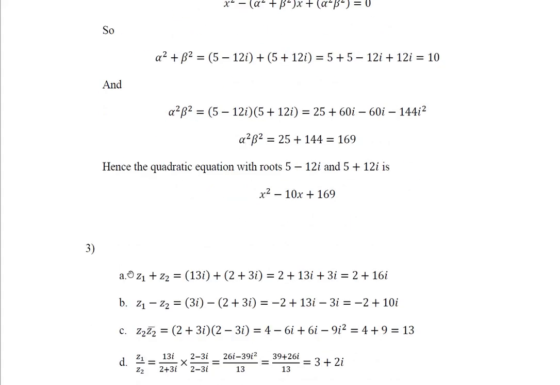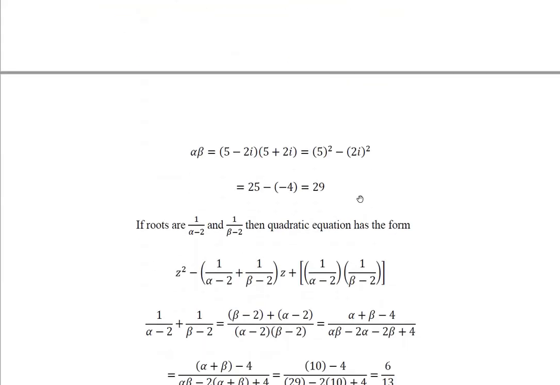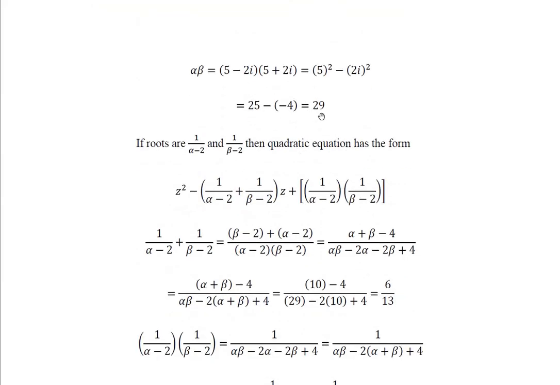Number 3a. z1 plus z2 is equivalent to 2 plus 16i. z1 minus z2 is minus 2 plus 10i. z2 multiplied by z2 bar is equivalent to 13. z1 over z2 is equivalent to 3 plus 2i. Number 4a. Given that alpha is 5 minus 2i and beta is equivalent to 5 plus 2i, then alpha plus beta is 10, and alpha multiplied by beta is equivalent to 29.